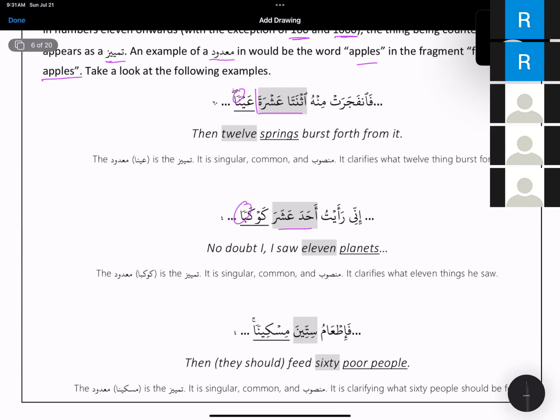Then there's one question. Kawkaban is singular, but when you see the translation, they say it as plural. We need to make a note of this: even though the tamyiz is going to be singular, we are going to translate it as plural. Even ayunan, we say springs. Here we are dealing with numbers, like 11 stars, which would be plural. You cannot say 11 star. The tamyiz is always going to be singular, but we are going to translate it as plural.